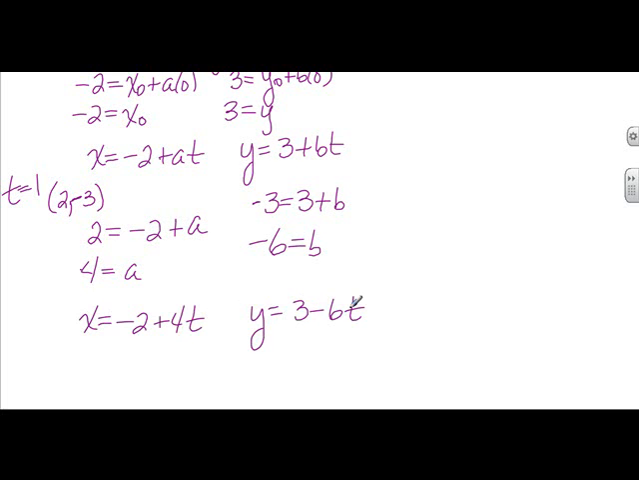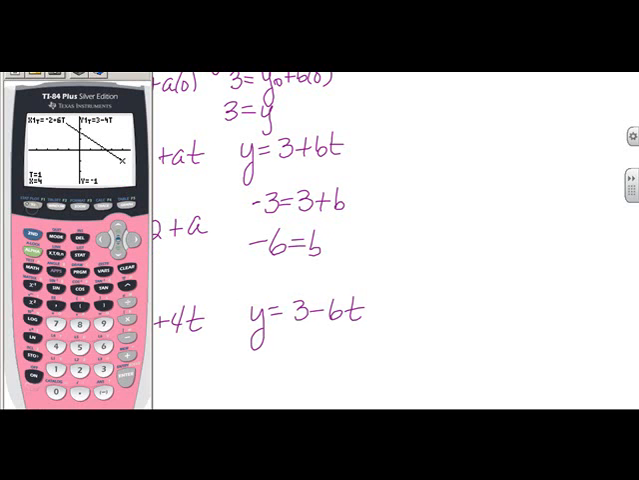So negative 2 plus 4t. I just made all kinds of mistakes when I tried that before. Negative 4 minus 6t. Now, calculate a value when t is 0. We have the point negative 2, 3, which is what we wanted. And calculate a value when t is 1. And we have the point 2, negative 3, which is what we wanted. Okay.